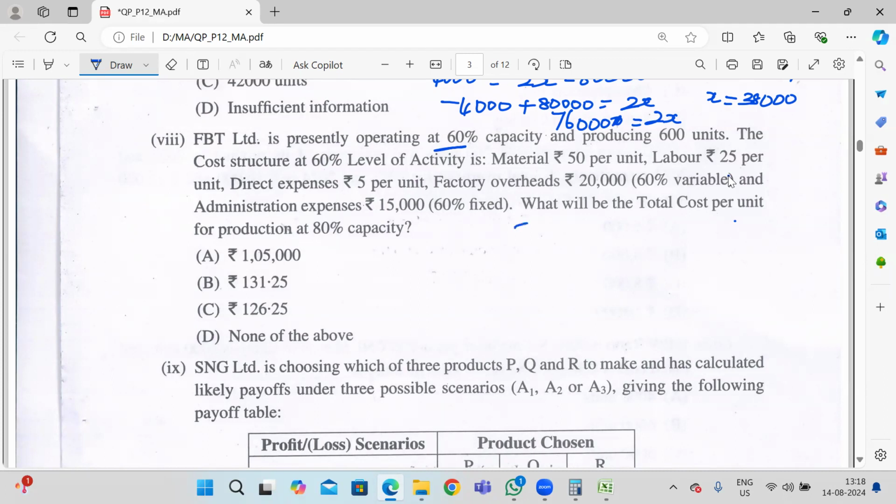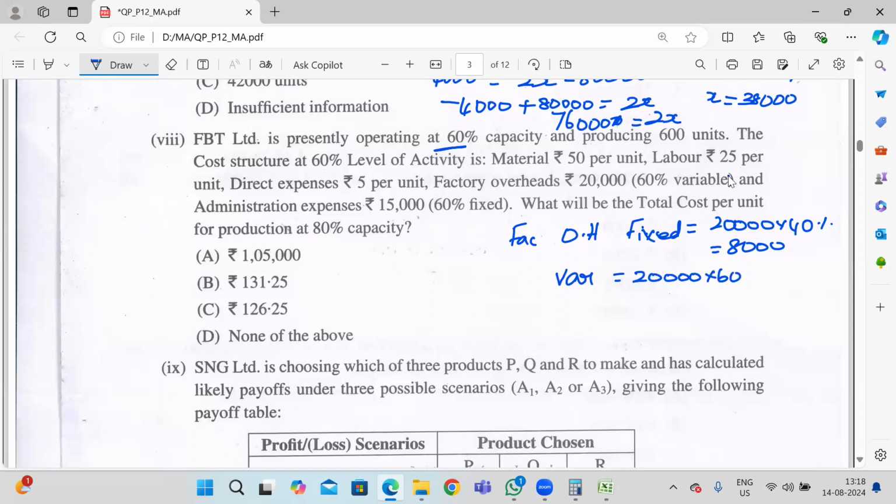I am splitting first what is fixed and variable. So fixed is the remaining 40%, right? So 20,000 into 40% comes around 8,000. So the variable part will be 20,000 into 60%, that is 12,000 as variable.